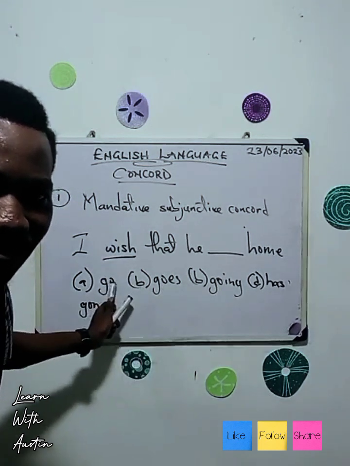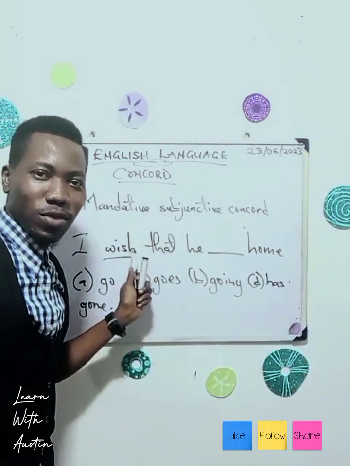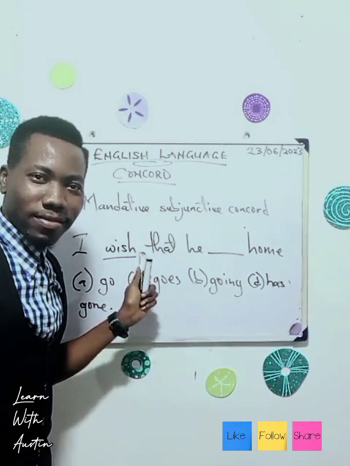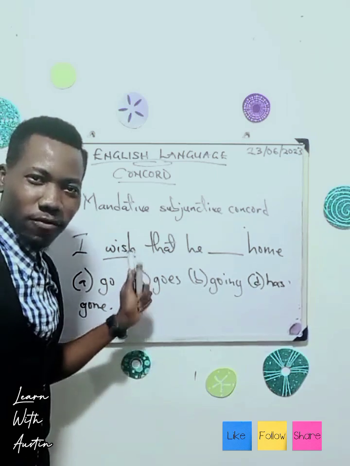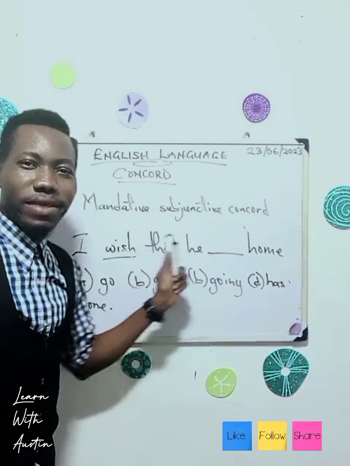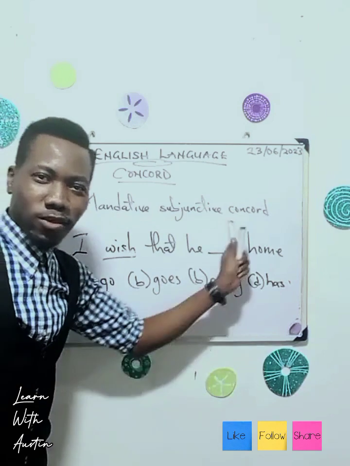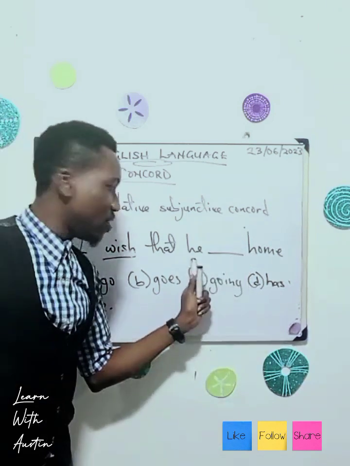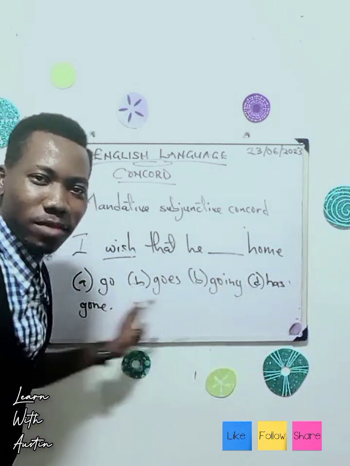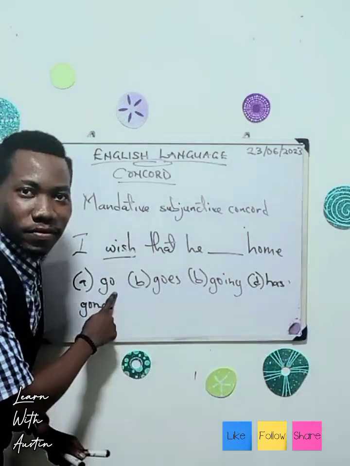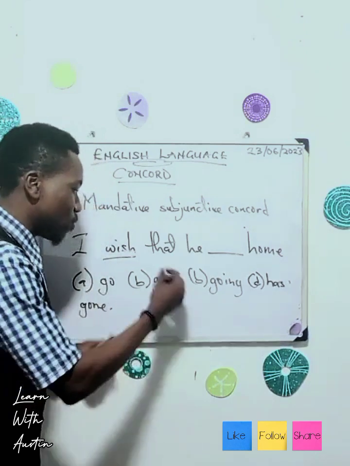IDK says A. Now, this rule, this concord, this agreement says that whenever you have such words, such as I wish that, I recommend that, we resolve that, we pray that, we demand that, we suggest that, all those kinds of words, the verb that would follow has to be plural. Even if the subject is singular, the verb has to be plural. So you want to check the options. Which of them is plural? Is go plural? Yes, go is plural. Is goes plural? Goes is singular, so that's out.